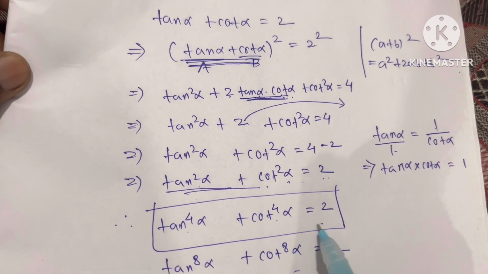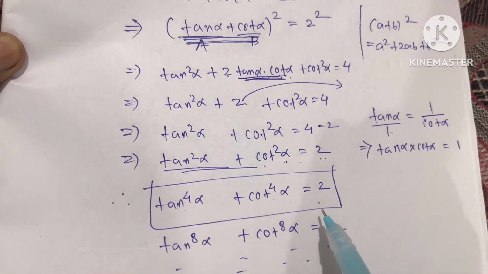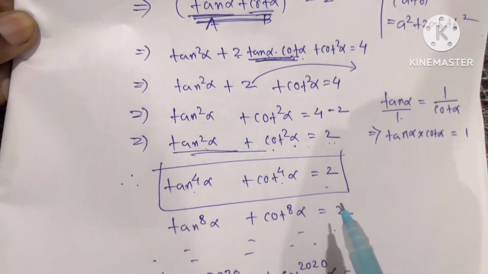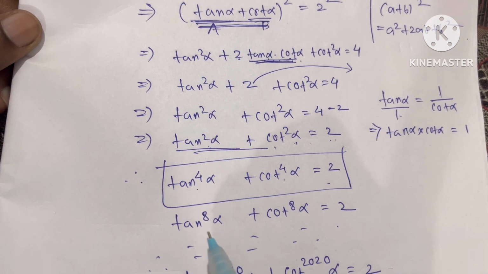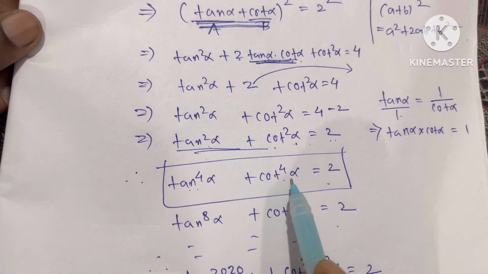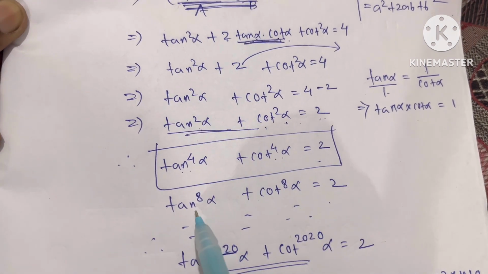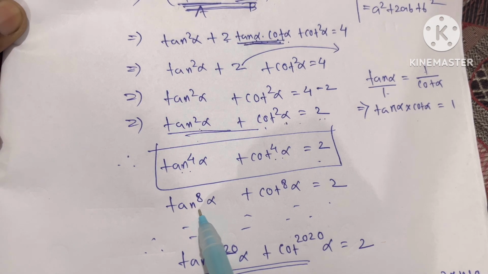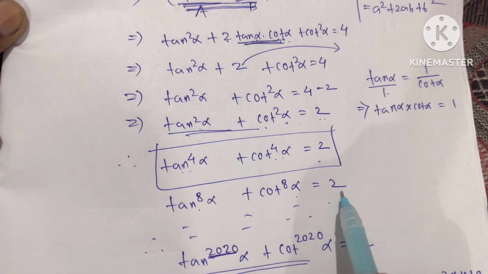Now you can verify also. If you do not understand, you can ask me in the comments also. So again if you square tan to the power 4 alpha plus cot to the power 4 alpha is equal to 2, then you will get tan to the power 8 alpha plus cot to the power 8 alpha is equal to 2.